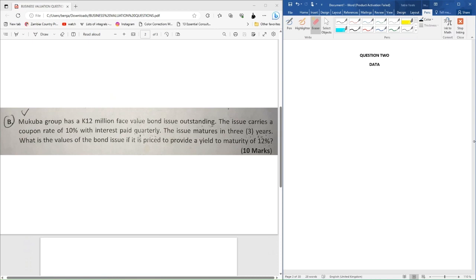Hello once again. So we're going to be looking at question 2 now, which is also another business valuation question. So without wasting much time, let's get into it.